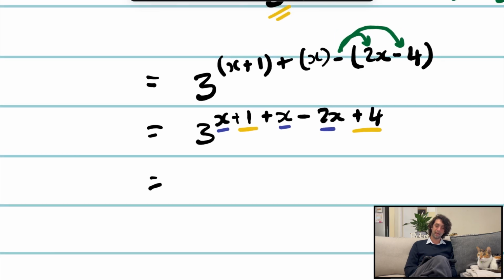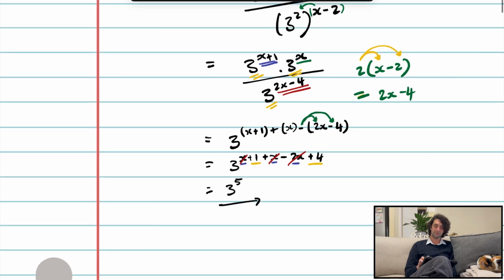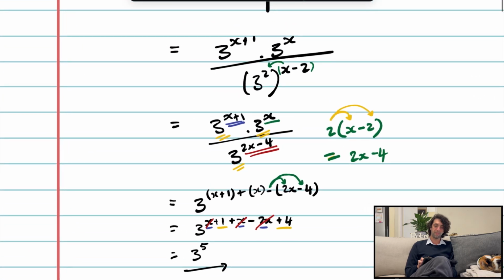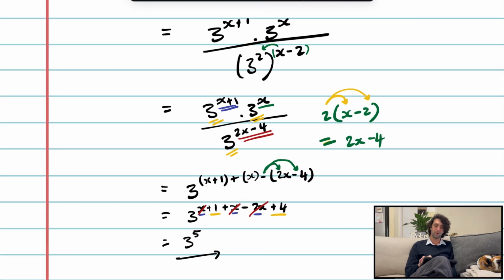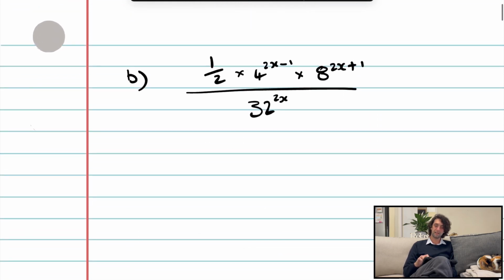Okay, so what I end up with is 3 to the power of, all these x's are going to cancel. That's a single x and a negative 2x, plus a 3. So that is 3 to the power of 5. Okay, and you can use your calculator to go and get that correct answer. I'm not going to do that out of my head now, but there you have it, 3 to the power of 5. Okay, let's have a look at another one.